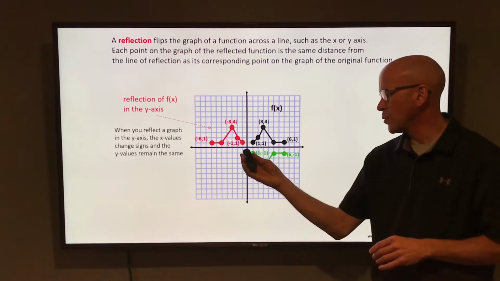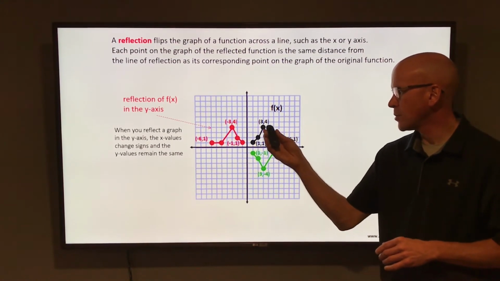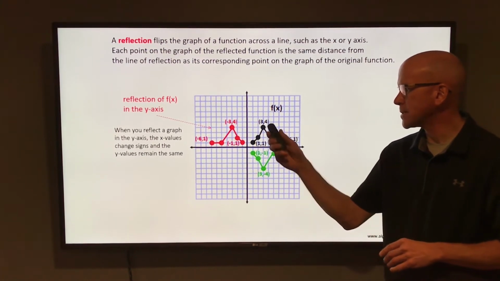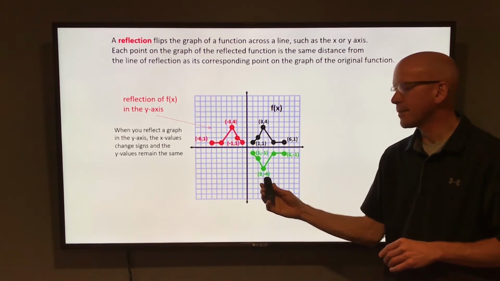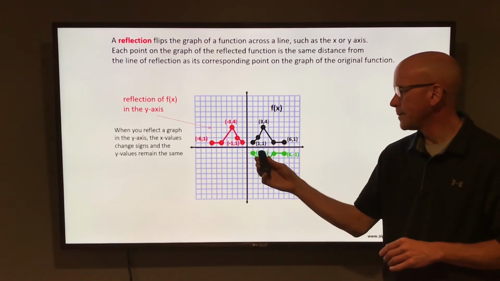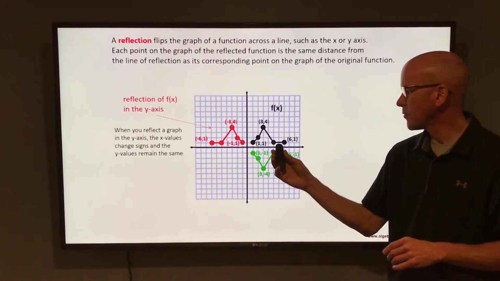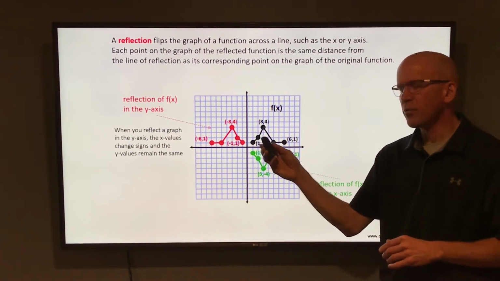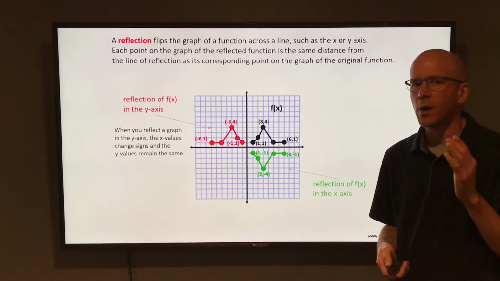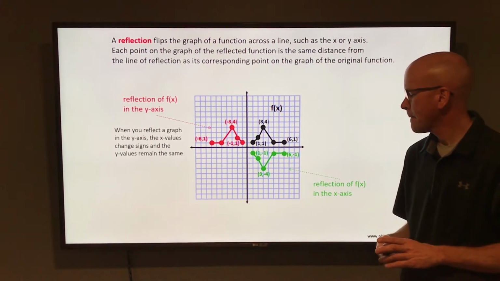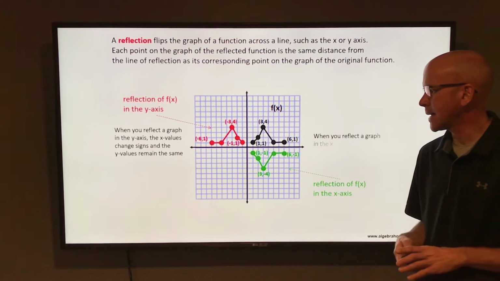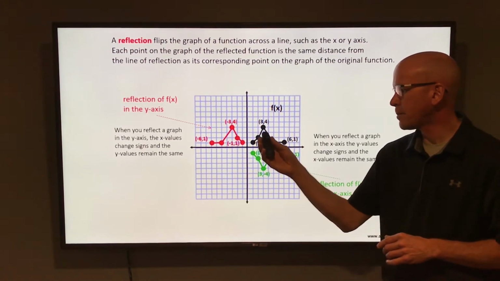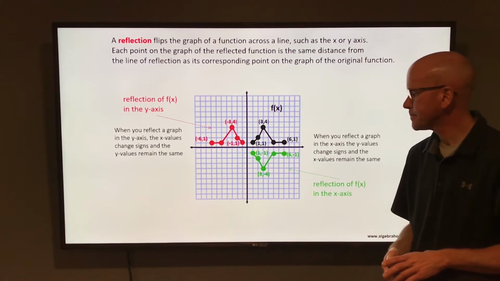Now look what happens when you reflect over the x-axis. If you go from the black graph to the green graph, notice the points. You go from (3, 4) to (3, -4), from (1, 1) to (1, -1), and from (6, 1) to (6, -1). So when you reflect over the x-axis, the value of y changes from positive to negative or negative to positive, depending on which way you're reflecting.